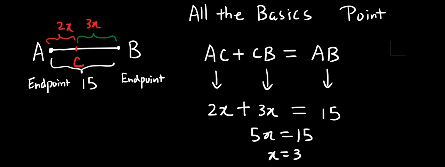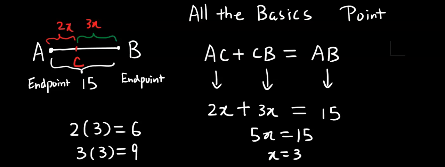What if the question says, help me find out what is AC? Then you just plug in AC is 6, which makes BC is 9. 6 plus 9, indeed 15.